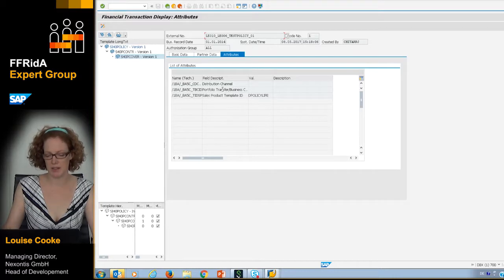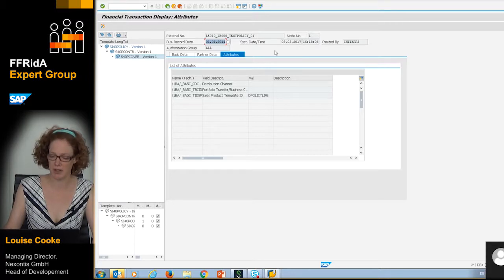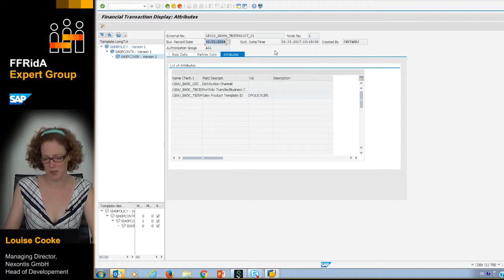For example, in this case, a sales product. What's also important here is that we do have two-dimensional versioning, so it's always possible to understand the information contained in a policy at any point in time. So we have here 2 fields that are important. For example, the business record date, so at what point in time does this record become valid? And we have a system date and time, so we can see when the record was updated.